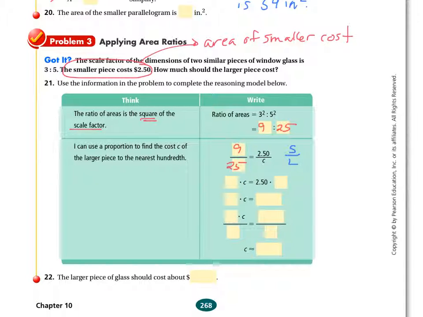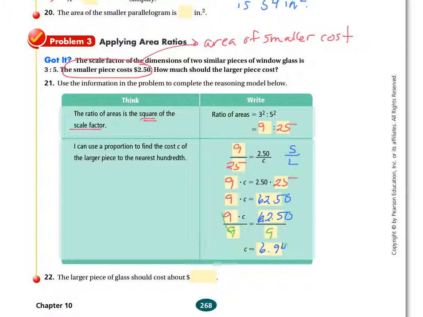So we end up with 9 times C is equal to 250 times the 25. So we get 9 times C is equal to, what's 250 times 25? 6250. And then we have the 9C and the 6250. What are you going to do to solve? Yep. So divide by 9. And then what is 6250 divided by 9? Say that again. 6.9.